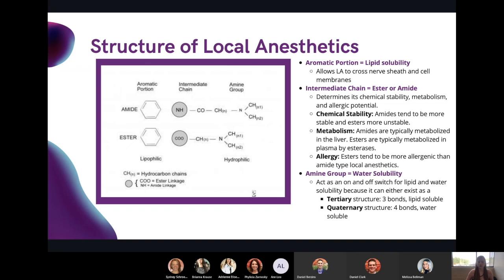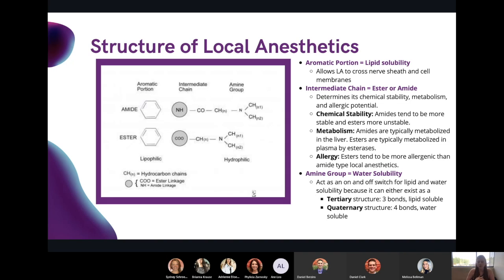There are three major components to their structures. On the left here, you see the aromatic portion, then the intermediate chain, and then the amino group on the side. Each component of the local anesthetic that I just talked about contributes a distinct property to the local anesthetic. The constituent of the intermediary chain determines whether the local anesthetic is classified as an amino amide or an amino ester type local anesthetic.